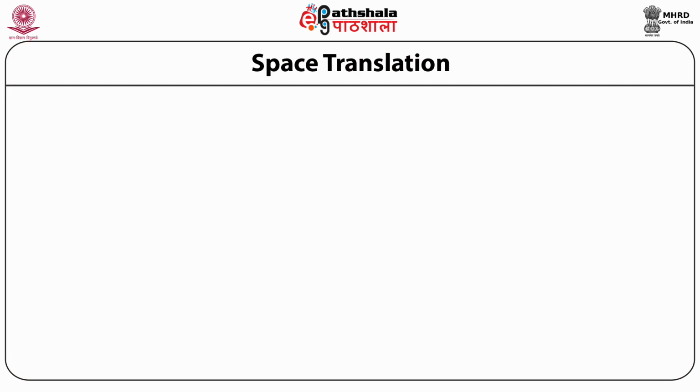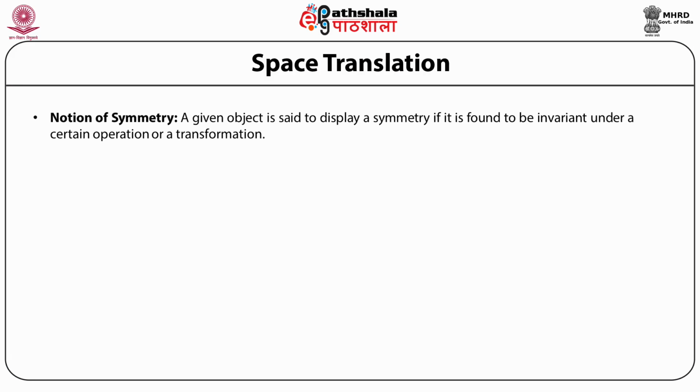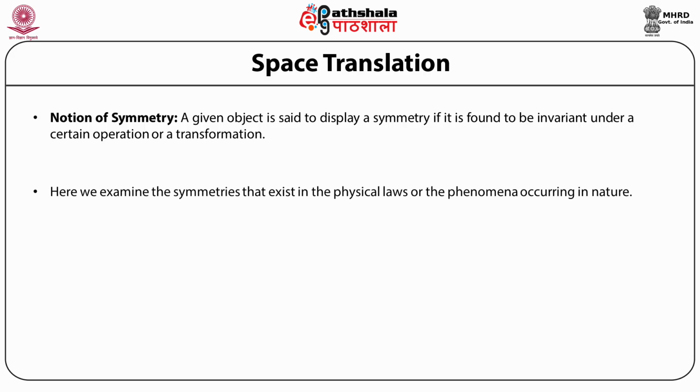Here we will discuss the notion of symmetry. First of all, what do we mean by symmetry? Generally, any given object is said to display symmetry if it is found to be invariant under a certain operation or a transformation. In this module, we will examine the different types of symmetries that exist in the physical laws or the phenomena that occur in nature.